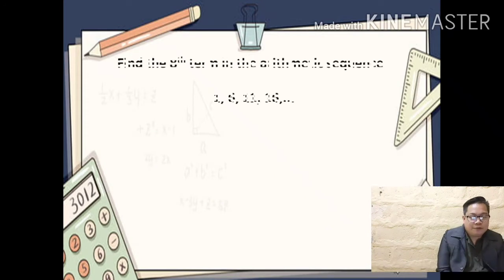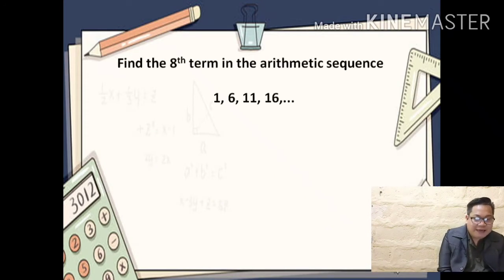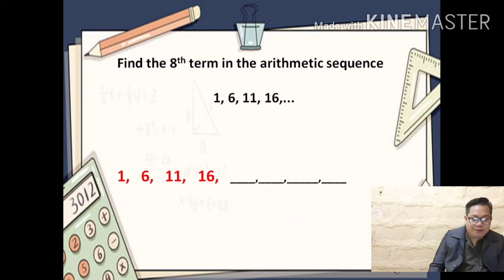So ngayon, we are now ready in finding the end term of the arithmetic sequence. Okay, let's have this. Find the 8th term in the arithmetic sequence 1, 6, 11, 16, and so on. So the first term ay 1, ang second term ay 6. Third term ay 11, and fourth term ay 16. And we will find the 8th term.